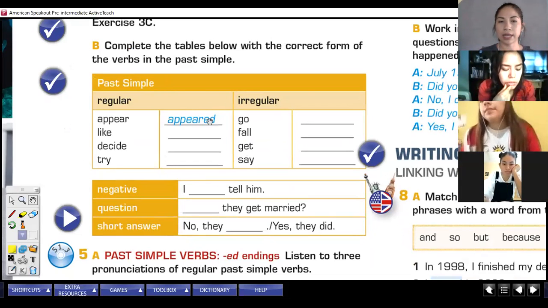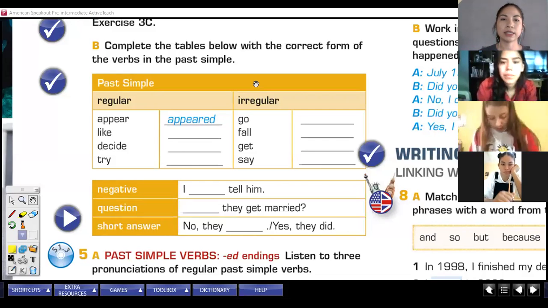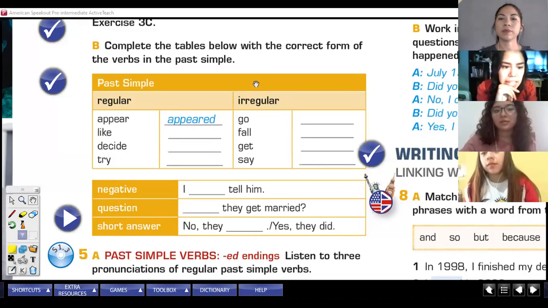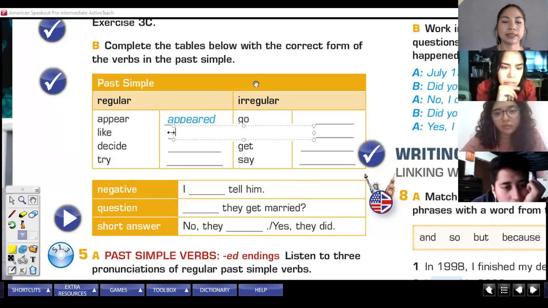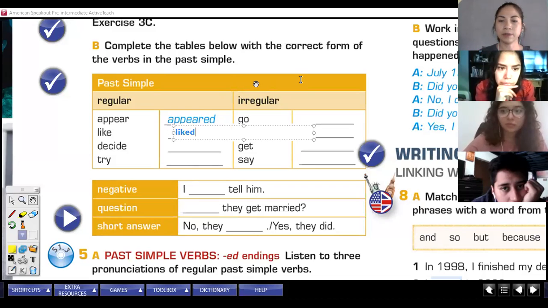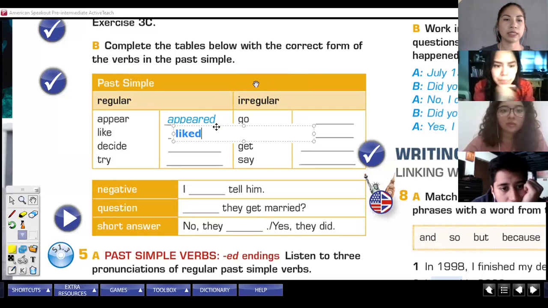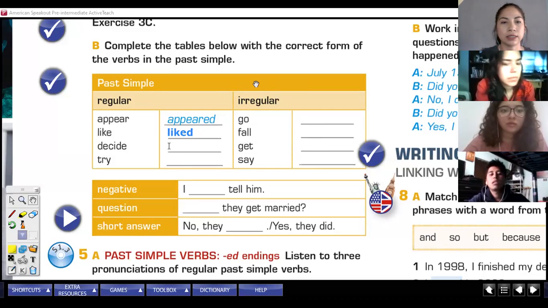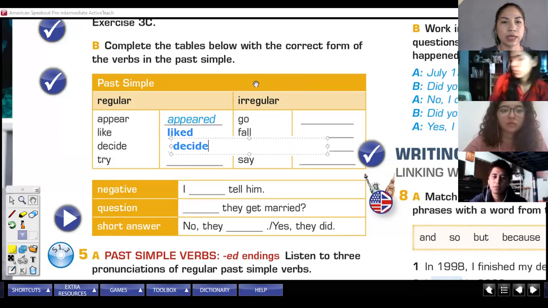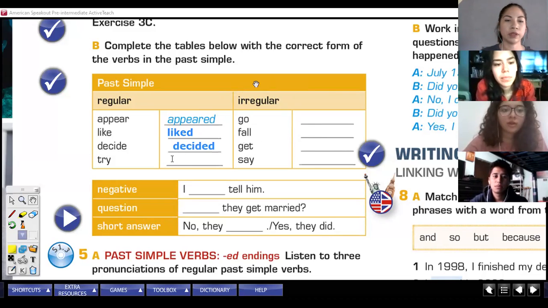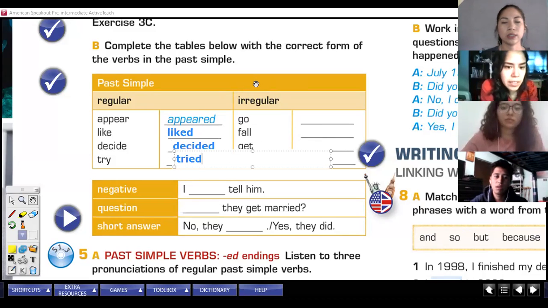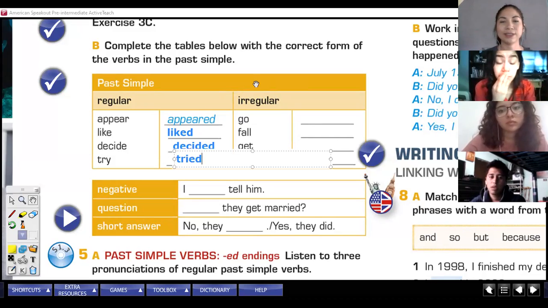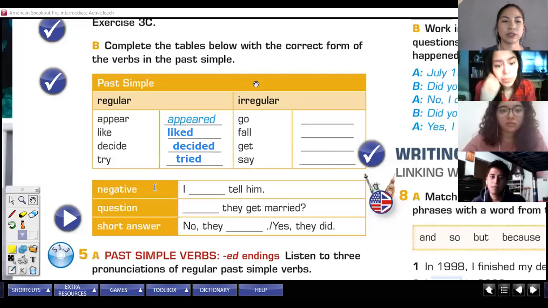Appeared. Then you have like, and the past is? Liked. Good, very good. Decide? Decided. And try? Tried. You say tried. Today we're going to practice that pronunciation, okay?